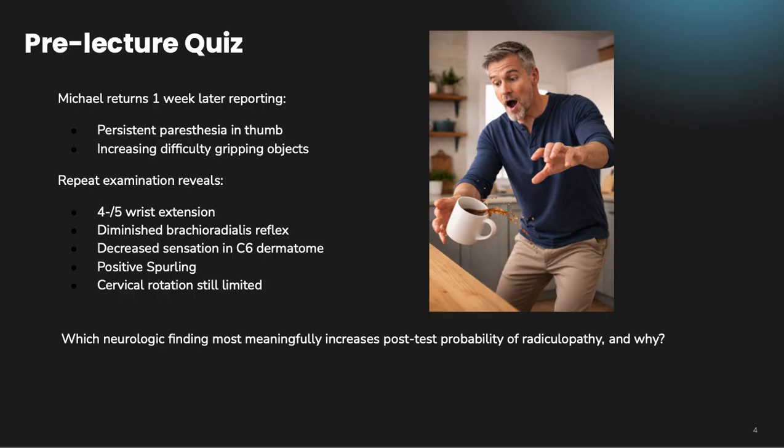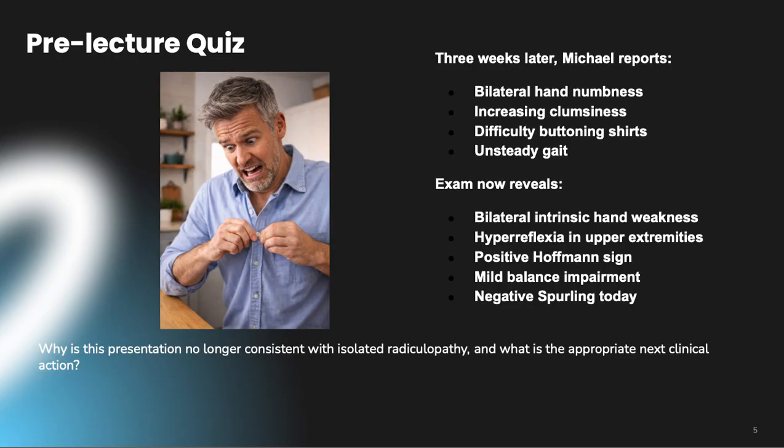The correct answer to this quiz, which neurologic finding most meaningfully increases the post-test probability of radiculopathy and why? And the answer is the diminished reflex. Why is this? Well, clustered neurologic findings significantly increase the likelihood. Reflex changes are more specific indicators of nerve root dysfunction than isolated sensory findings. Motor testing may be pain inhibited, whereas reflex asymmetry is less volitional and therefore more diagnostically specific. Reflex loss most strongly supports nerve root compromise.